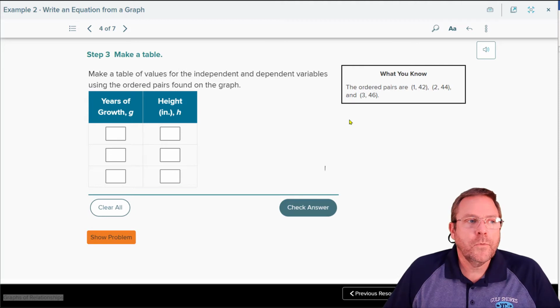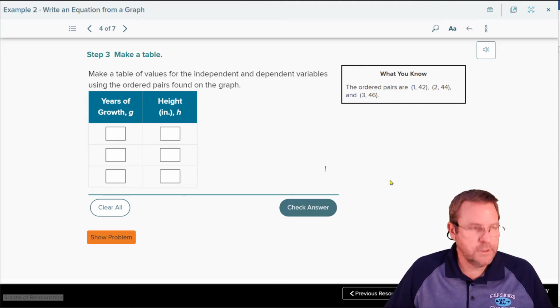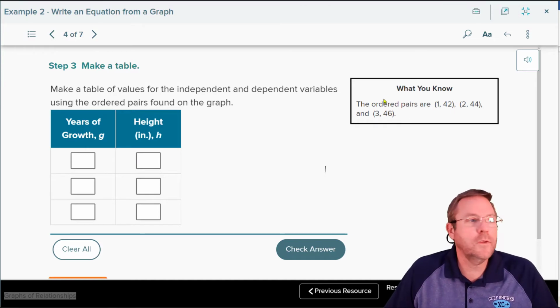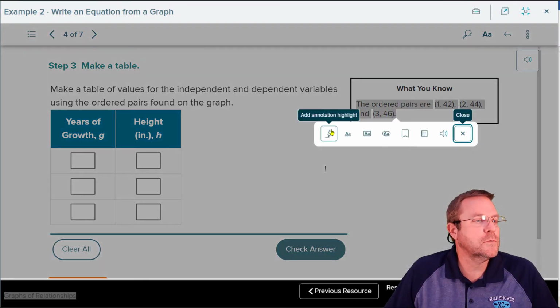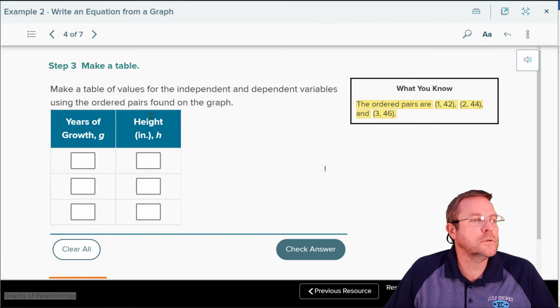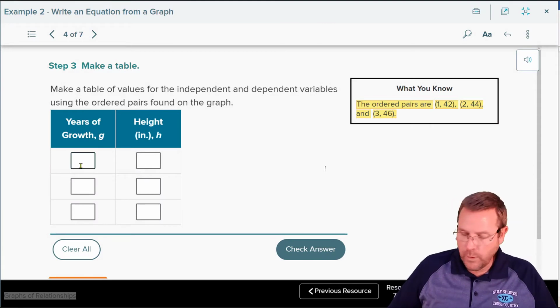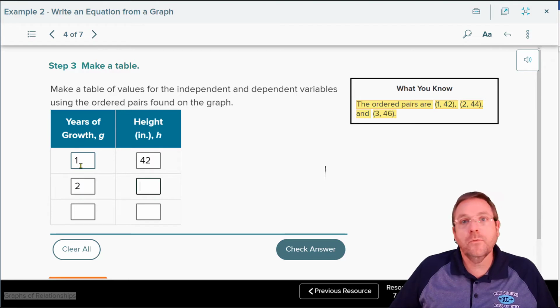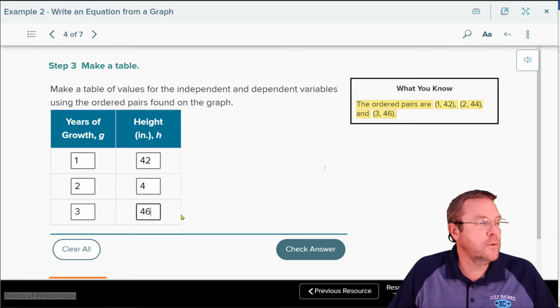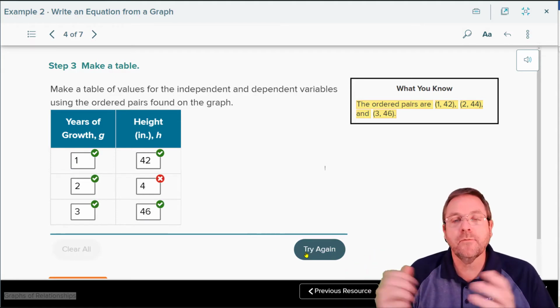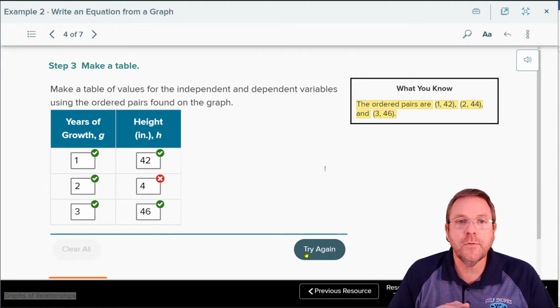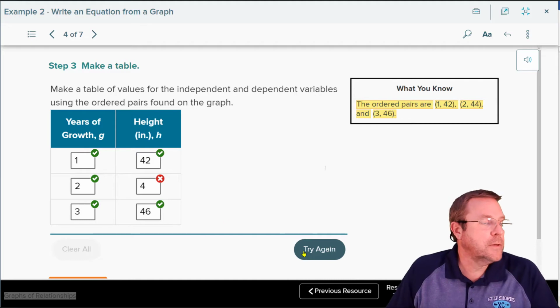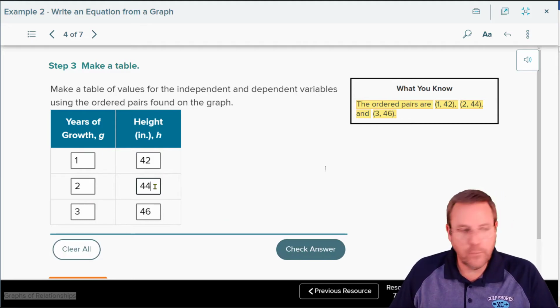So from here, they're going to make a table of the data. Remember, the data is represented in the ordered pairs that you see up here in the What You Know section. So let's go ahead and highlight that because that's some important stuff. 1 year of growth was equal to 42. 2 years of growth was equal to 44. 3 years of growth was equal to 46. So we've taken that data from the ordered pairs and converted them into a table.